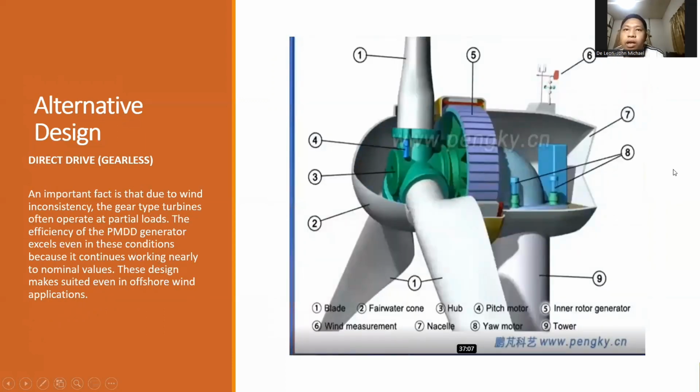Yan, isa pang direct drive naman. So, an important fact is that due to wind inconsistency, the gear type turbines often operate at partial loads. The efficiency of the PMDD generator excels even in these conditions because it continues working nearly at nominal values. This design makes it suited even for offshore wind application.